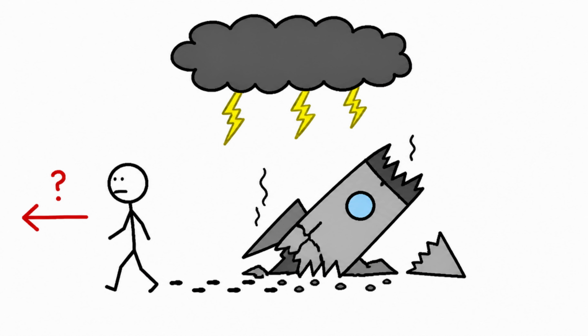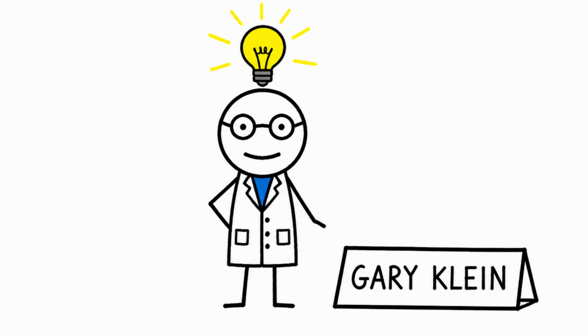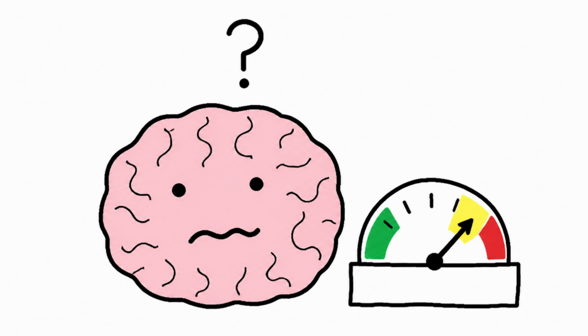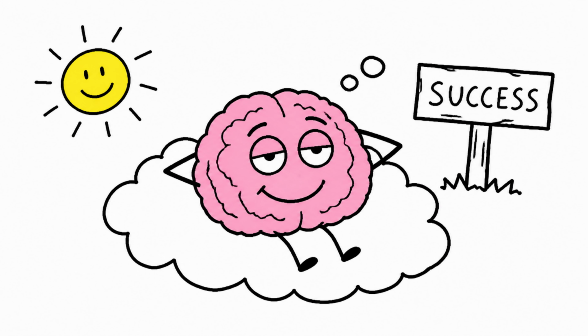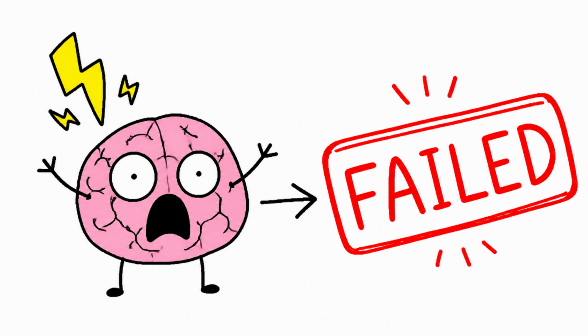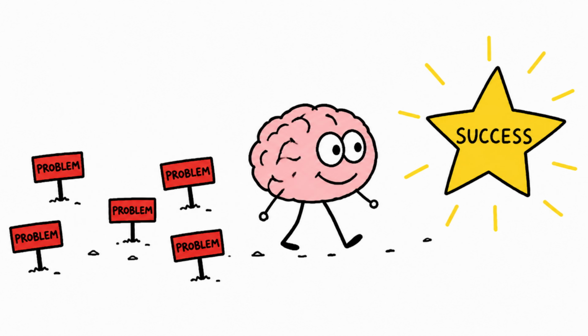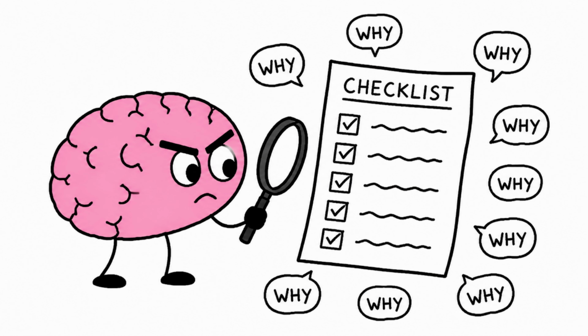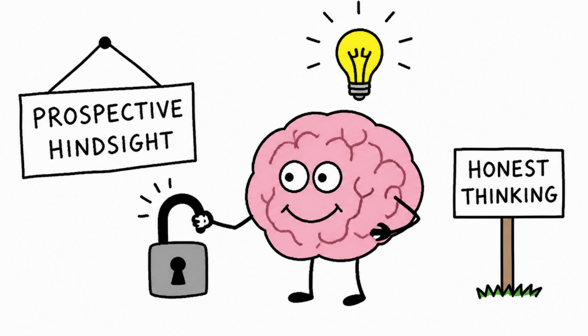This idea was popularized by psychologist Gary Klein, and it works because of something strange about how our brains handle certainty. When we're told a project will succeed, our brains stay open, hopeful, and a little unfocused. We don't dig too hard for problems because we're busy imagining success. But when we're told a project has already failed, something shifts. Our brain stops debating whether something could go wrong and starts explaining why it did go wrong. This is called prospective hindsight, and it unlocks a level of honest thinking that positive planning simply can't reach.